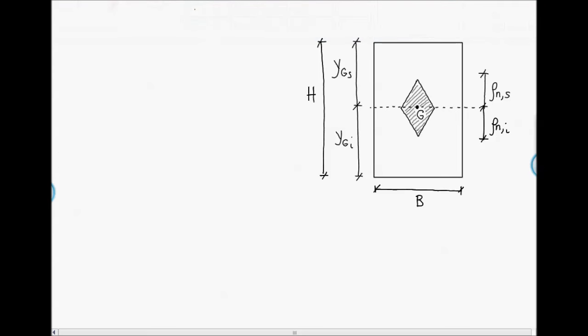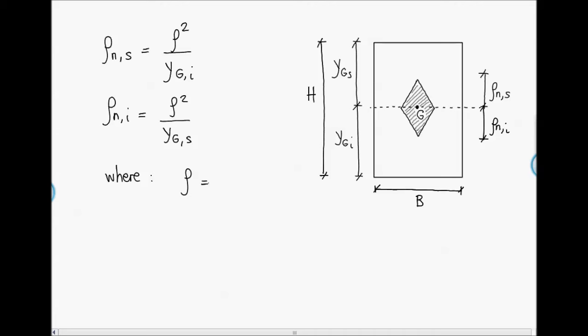They are defined in this way. ρns is equal to ρ squared over ygi, and ρni is equal to ρ squared over ygs, where ρ is the radius of inertia of the cross-section, and it is equal to the square root of J over A, where J is the moment of inertia of the homogenized cross-section with respect to the centroid axis, and A is the homogenized cross-section area.